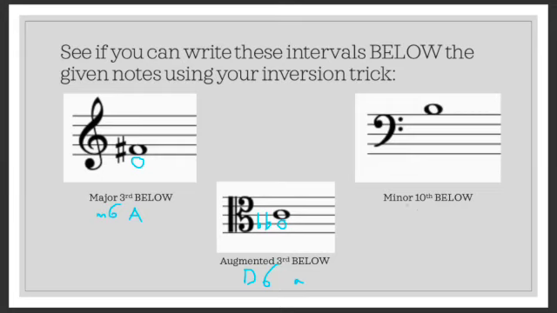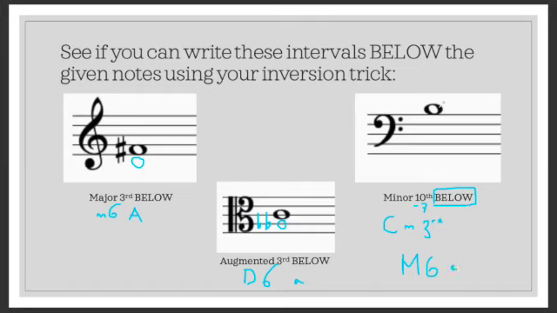And this is an interesting one. A minor tenth below. So I mentioned that you only could use it for intervals that are not compound intervals, but you can find a loophole here. Minor tenth is the same thing as a compound minor, well, take away 7, so it's a third. Okay, compound minor third below. Okay, so that's what we're looking for.